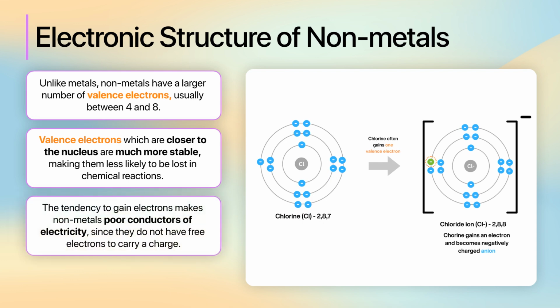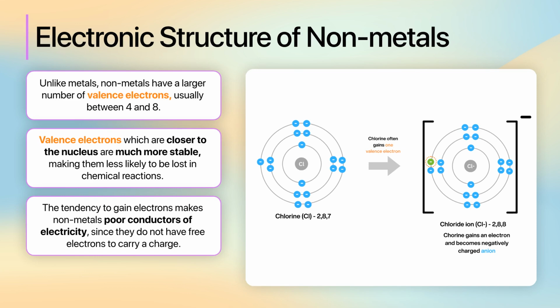This tendency to gain electrons makes nonmetals poor conductors of electricity since they do not have free electrons to carry a charge. In summary, the atomic structure, particularly the number and arrangement of valence electrons, influences whether an element is a metal or a nonmetal and affects its chemical reactivity.